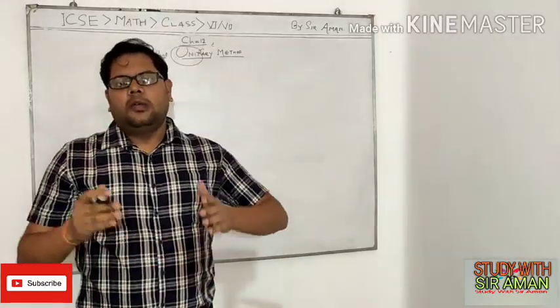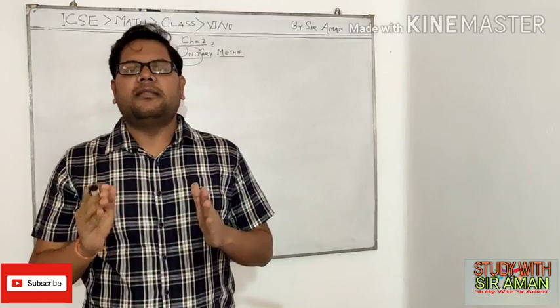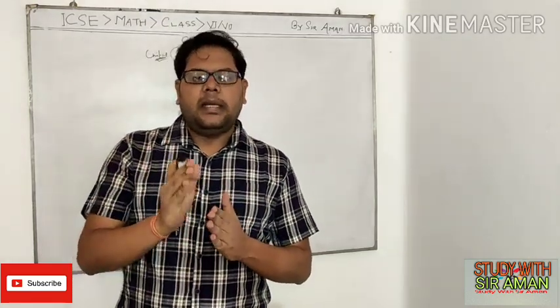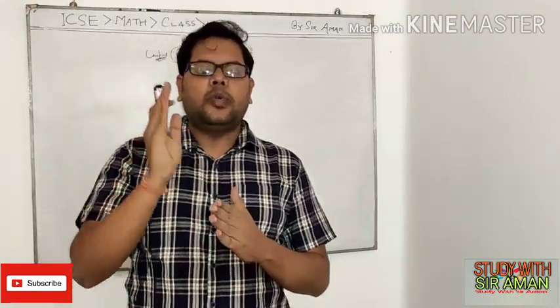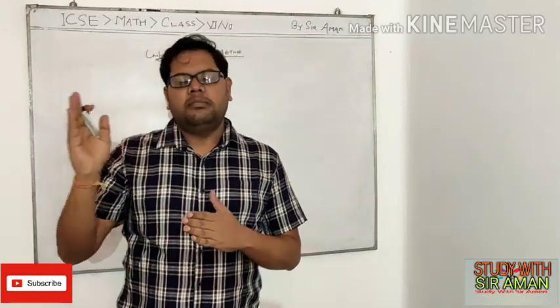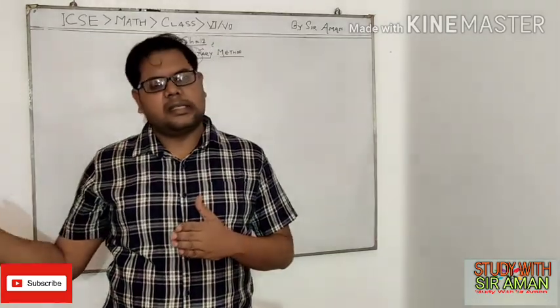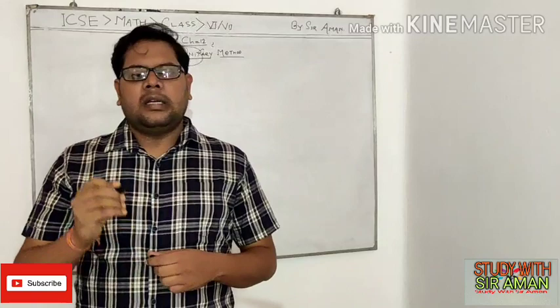In this chapter, what we have to do? First we have to find the value of one unit, either by multiplying or dividing. After that, we have to do the multiplication according to the given variations or division according to the given variations. Mainly two kinds of variations are there in this.